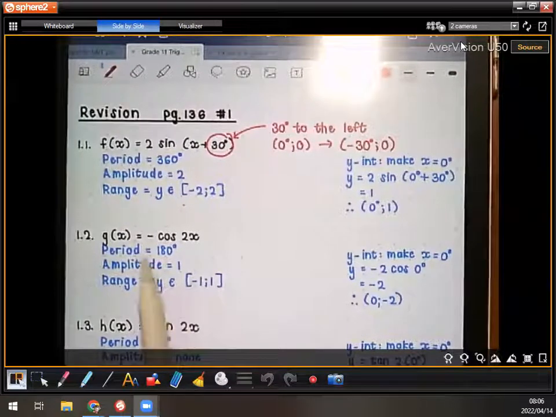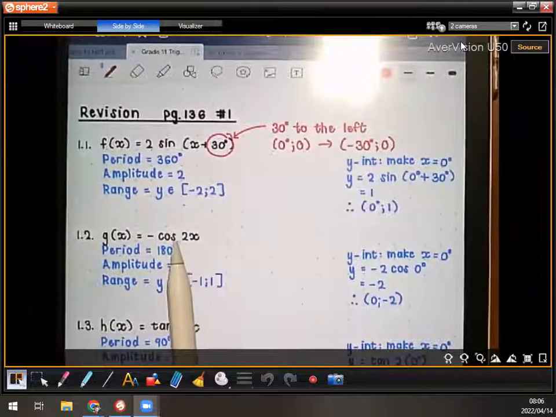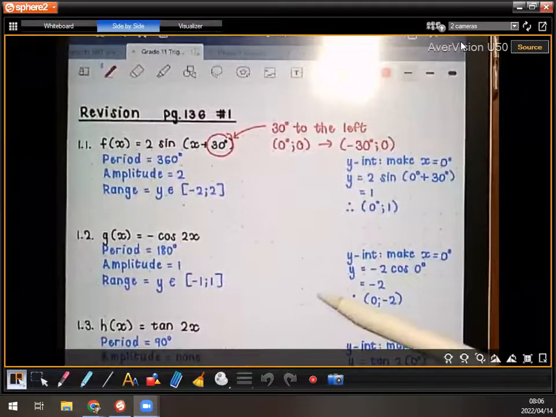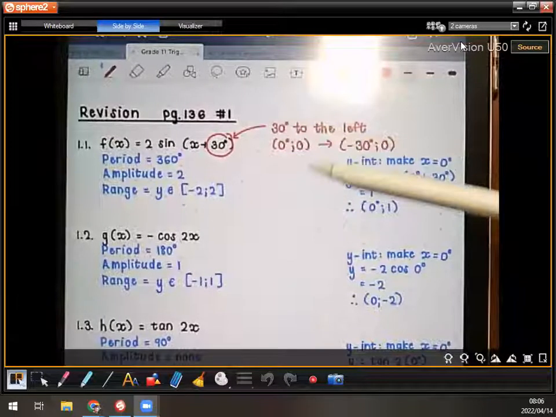Yeah, isn't that what I wrote there? Negative cos 2. Oh, yeah. Oh, sorry. Yes. Okay, sorry, so that is wrong. Thank you. I'll fix that now.